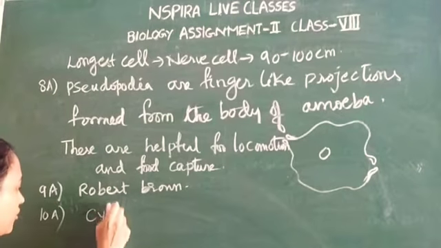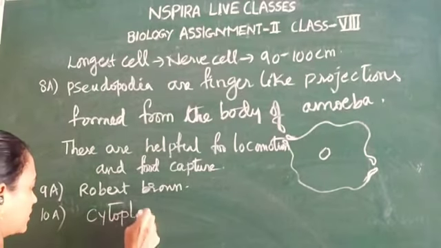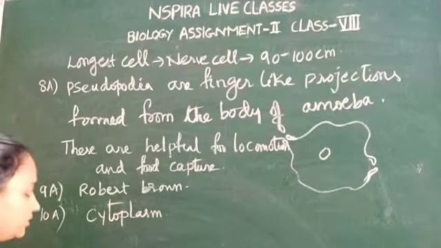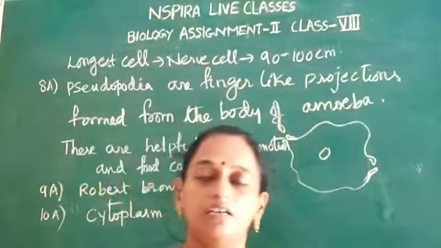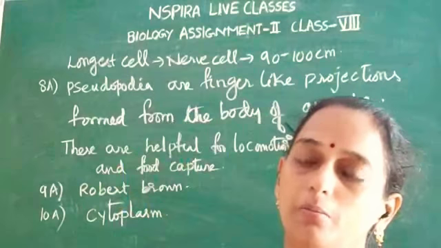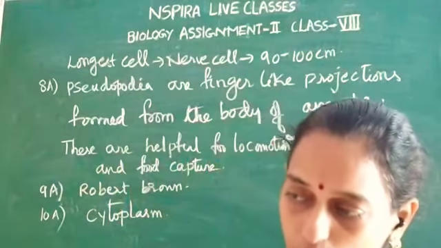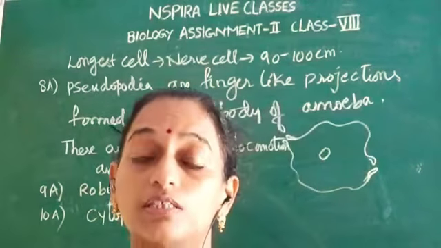Last answer. The jelly-like substance in the cell is called cytoplasm. This is the fluid present inside the cell, and it contains many cell organelles also.